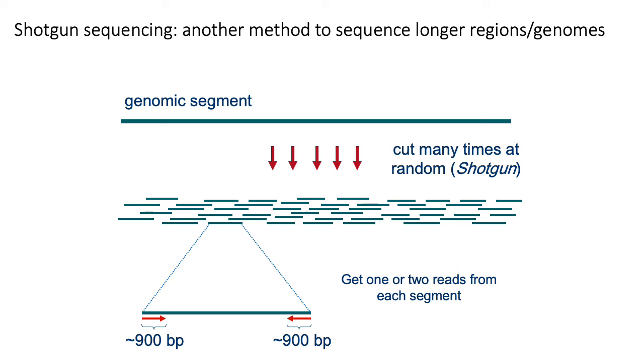For each one of these small pieces, you can do, for example, paired end sequencing. We'll talk about paired end sequencing with Illumina later. But basically, for each smaller fragment, you can generate one or two reads from either end. Then once you sequence these smaller fragments, you can piece them back together and get the original genomic segment.